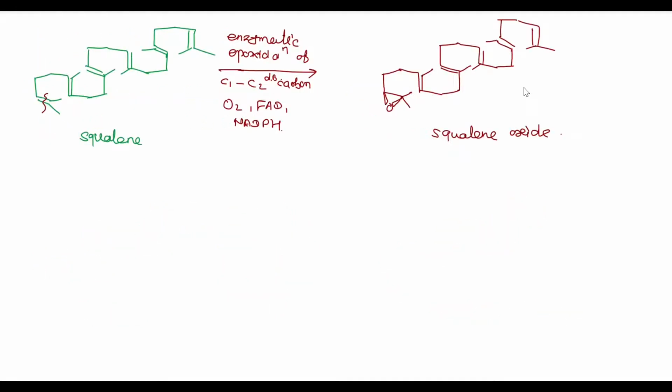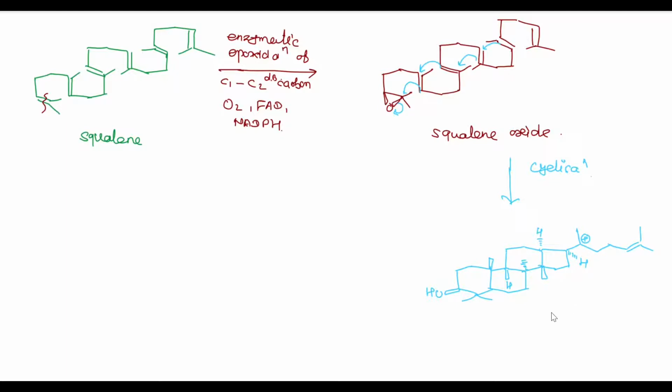In the next step, cyclization takes place. This carbon attacks on this carbon, this double bond on this carbon and this double bond on this carbon, and here opening of the epoxide takes place and formation of a new carbocation takes place, and we get here a positive charge. And this cation is known as protosterol cation.